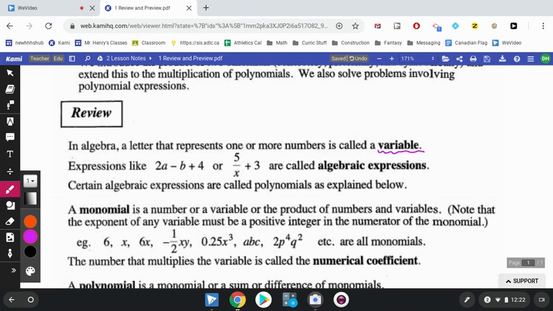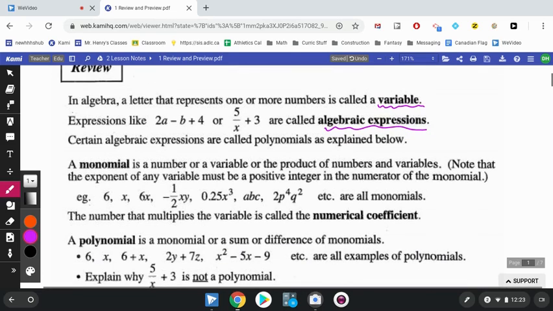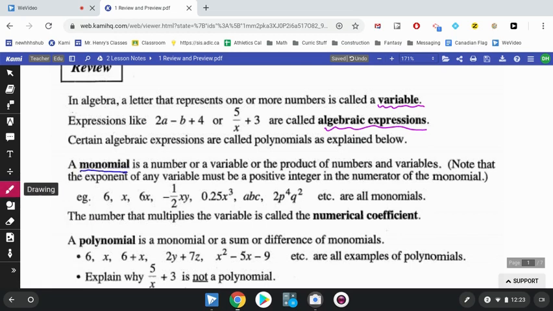Down below, 2a minus b plus 4 or 5 over x plus 3, those are called algebraic expressions. Algebraic expressions are called polynomials as explained below. So algebraic expressions, that's kind of an overarching term. We are specifically talking about polynomials, and there are specific rules to those things. So the building block of a polynomial is a monomial, and we'll expand on that later. Is a number or variable, or the product of a number and variable.